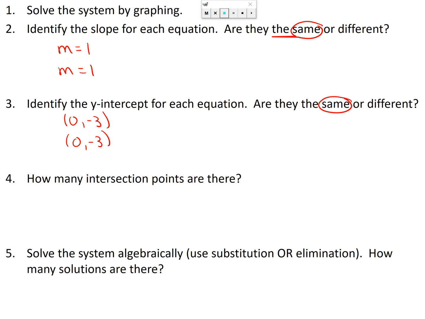So they intersect at every possible ordered pair. The lines that we draw are made up of an infinite amount of ordered pairs, not just the few that we plot. That whole line is nothing but ordered pairs. They don't work out perfect like (0, negative 3), but that whole line is nothing but ordered pairs. So how many intersection points are there? There's infinitely many.